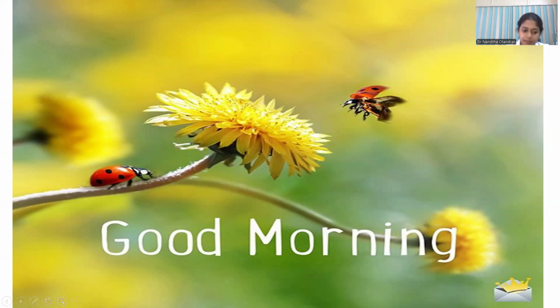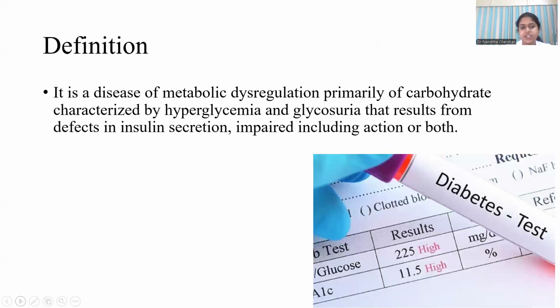So, coming to diabetes, you all know what diabetes is, right? The definition of diabetes: it is a disease of metabolic dysregulation, primarily of carbohydrate metabolism, characterized by hyperglycemia. What is hyperglycemia? It is an increase in the blood glucose level, and glycosuria, that is increased excretion of glucose in the urine, resulting from either a defect in insulin production or secretion, or the action of insulin is impaired, or a combination of both. So that is about the definition of diabetes mellitus.